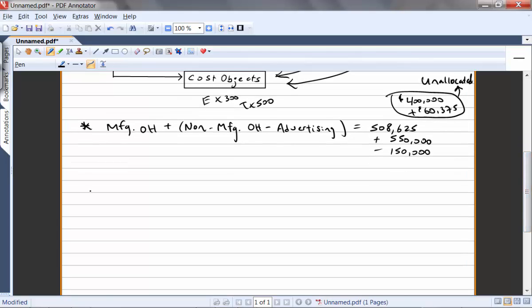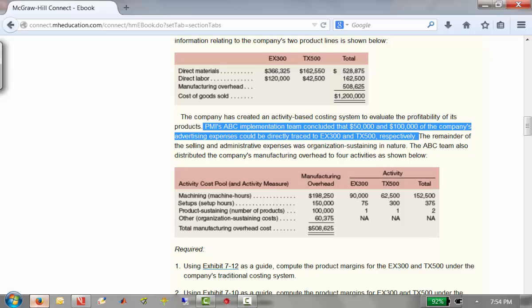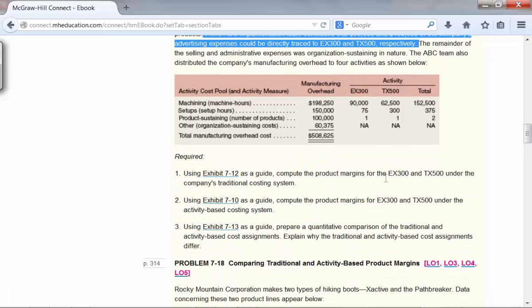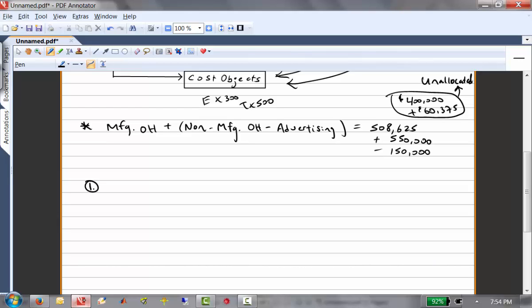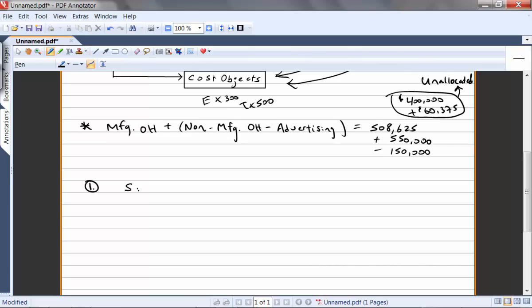Now let's go ahead and do what they wanted us to do. First, part 1. What does it want us to do here? It says compute the product margins for the EX and TX under the company's traditional costing system. Okay, let's do that. So remember, the product margin would be the sales less the total product costs. So the sales revenue less, under the traditional system, the cost of goods sold. The product costs under the traditional system are just the cost of goods sold. So direct materials, direct labor, and that portion of manufacturing overhead, where overhead is assigned using that one cost driver that they told us about.